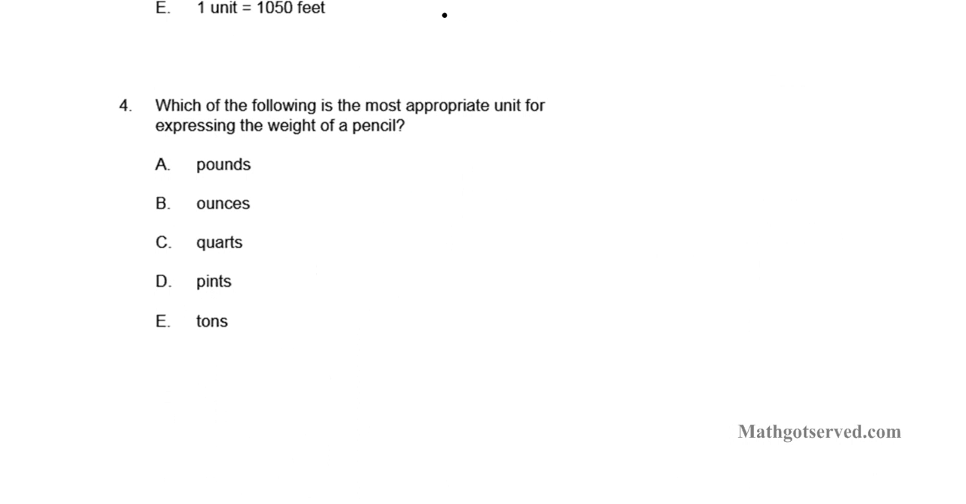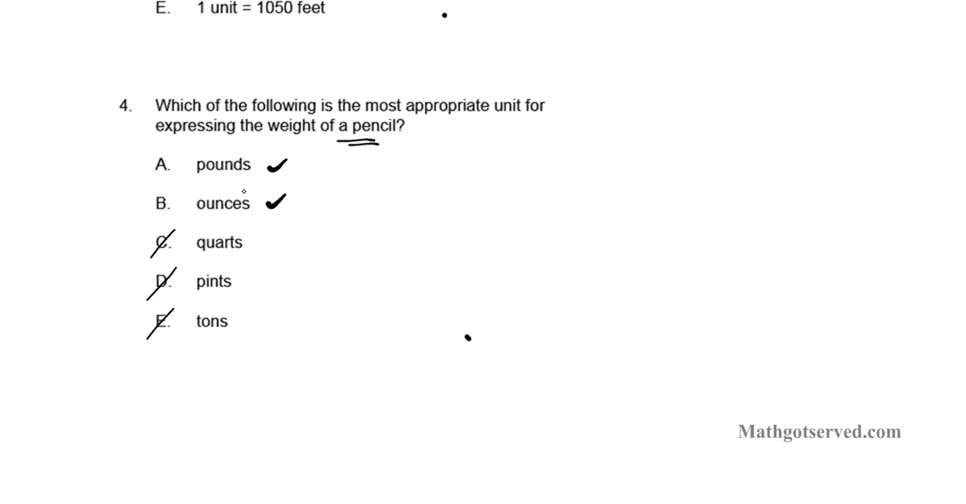All right, so it says, which of the following is the most appropriate unit for expressing the weight of a pencil? So if we examine what we have here, which of these units are used for measuring weight? All of them are used for measuring weight, but if we're looking at a solid object, which one is more applicable? Pounds might sound fair. Pounds and ounces look good. Quarts, pints, tons. Now, tons is really, really heavy, so that's not good. Pints is more or less liquid. Quarts is liquid too.